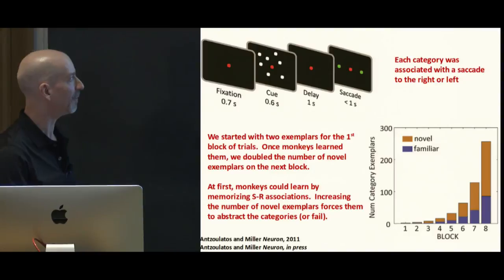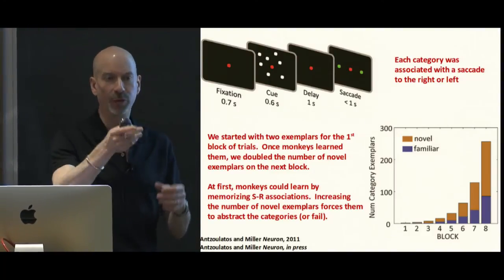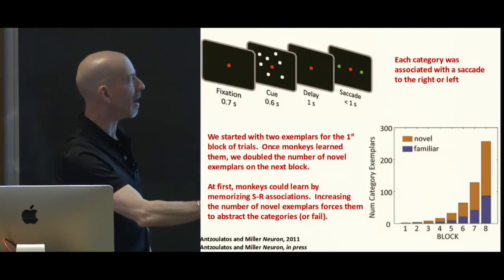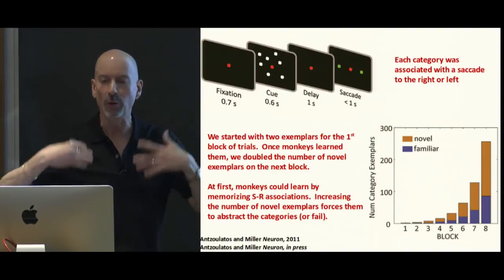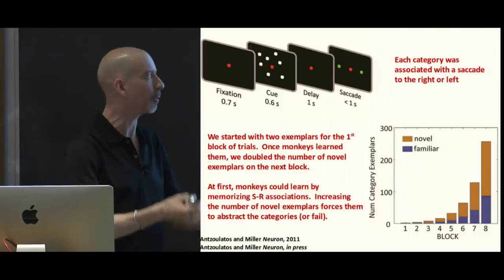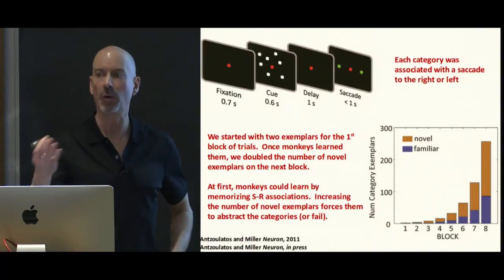So the monkey's job, at first the monkey could just start by memorizing by rote. This stimulus means look right, this stimulus means look left. But as you start adding more and more novel exemplars, now all of a sudden you're overtaxing the monkey's ability to just memorize everything. And the monkey has to go into category mode to continue getting rewarded, continue solving the task, or it's going to fail.